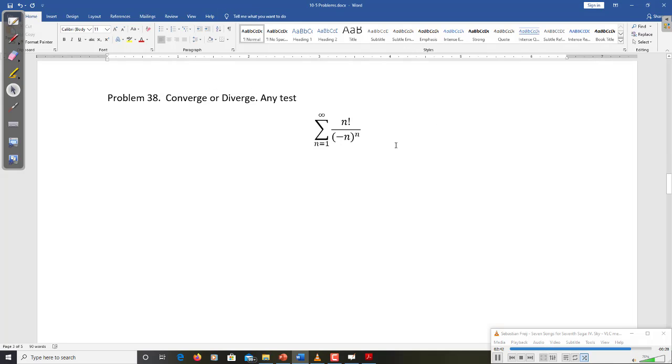That's the end of our just ratio or root test problems. Let's look at some generic problems where we're just converge or diverge. Any test. This one is definitely flipping from positive to negative. Show absolute convergence if possible, I believe is the instruction. No, it doesn't actually say that, but we will certainly check it.